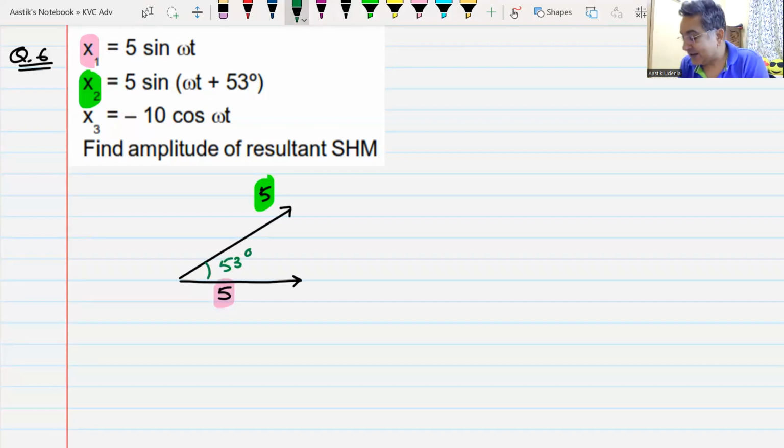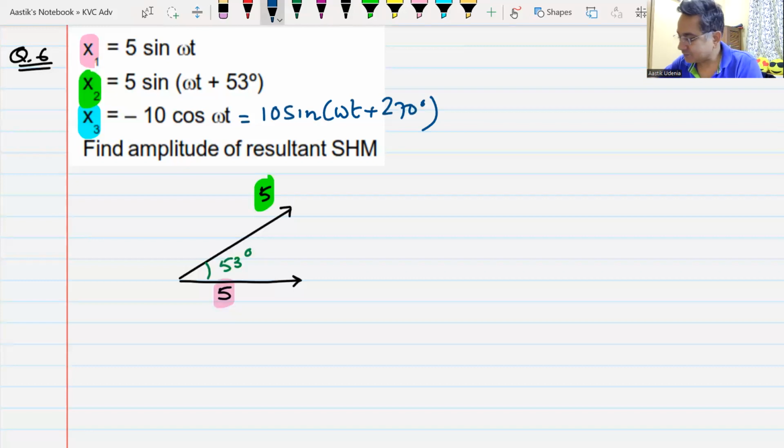So far, so good. What about this one? How will I write this blue phasor? It is 10 sine, 3 pi by 2. So, 10 sine omega t plus 270 degrees. Yes or no? Yes, sir. The third phasor comes here.